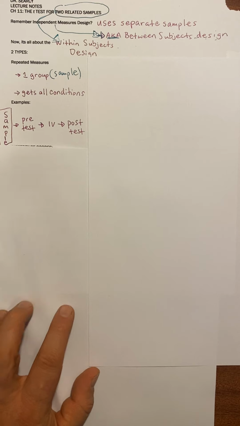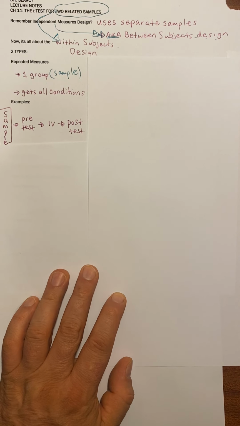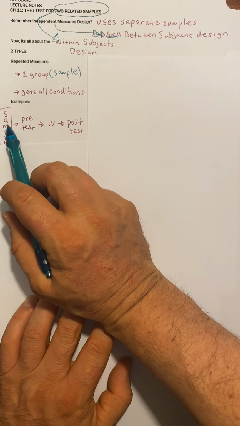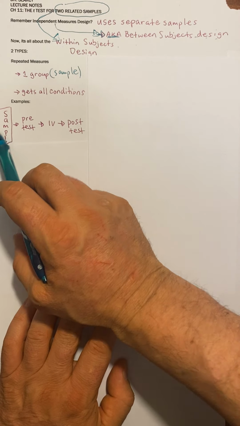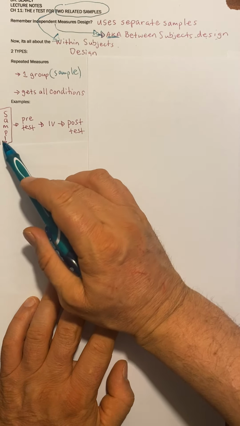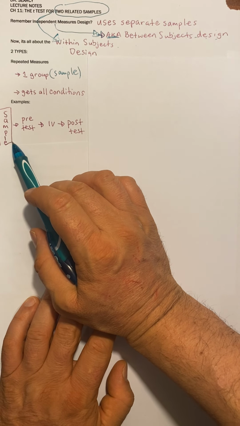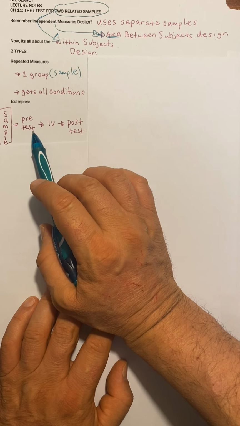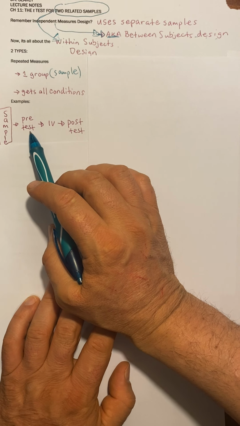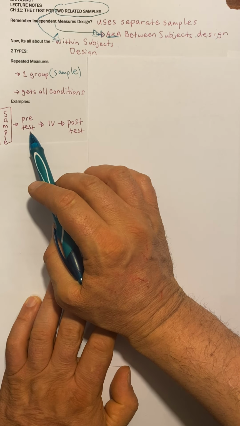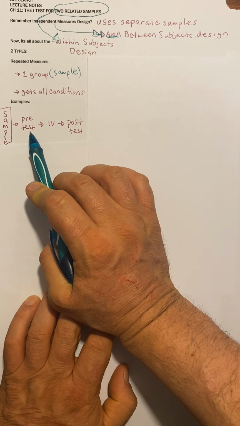So we've got an example here. We go and collect one sample of participants. That one sample might have like 30 participants in it. We're going to take everybody in that sample and give them some kind of pre-test measurement. We're going to measure their behavior before we do anything to them.